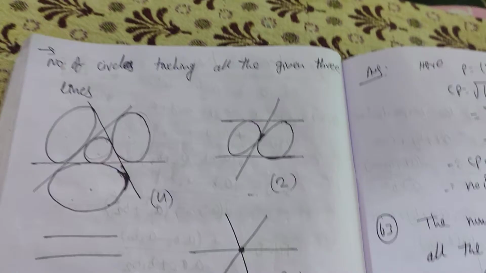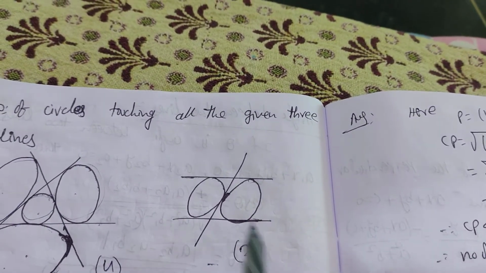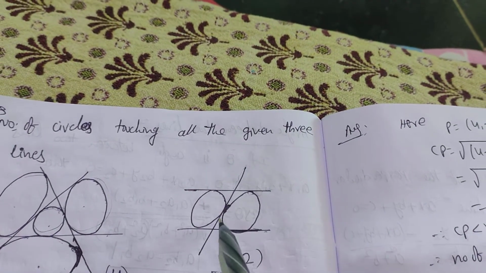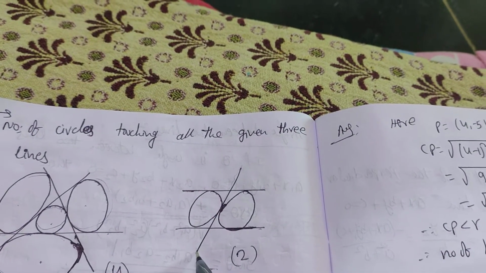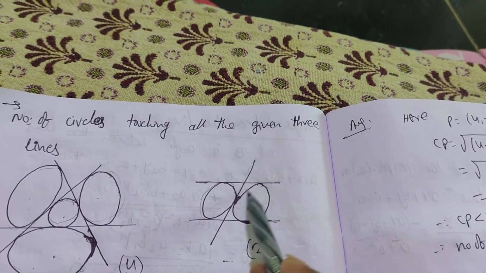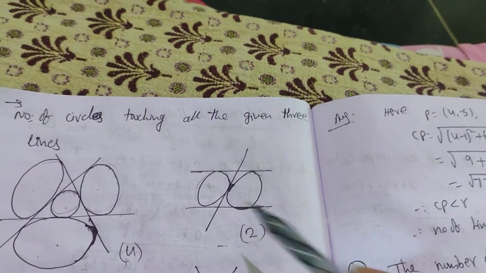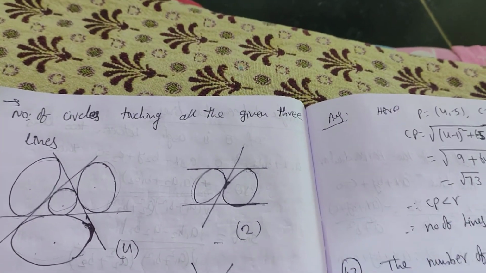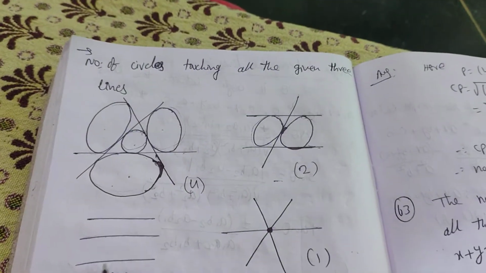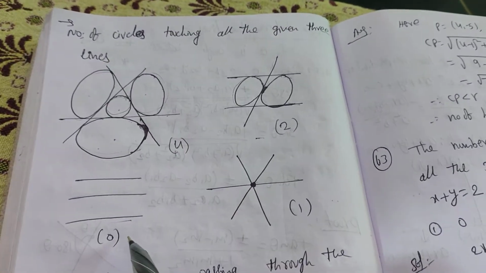Okay, next one. Suppose 2 lines are like this, these are not intersecting lines, and this is the third line. Then how many circles are possible? 2 circles are possible. This is one circle, this is another circle. Only 2 circles, and those 2 circles touch all three lines. Okay, if 3 lines are like this, they never intersect, so there is no possibility.